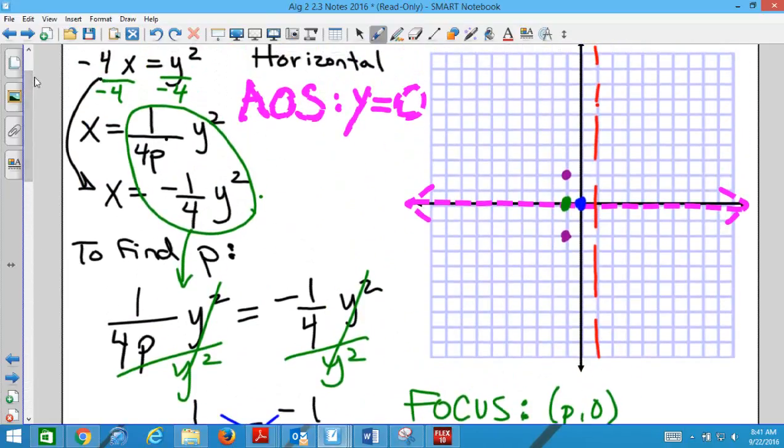And the mirror point. Excellent, you just graphed your first horizontal parabola.